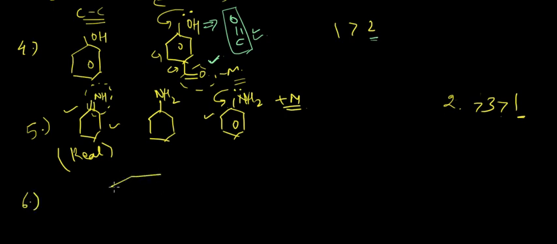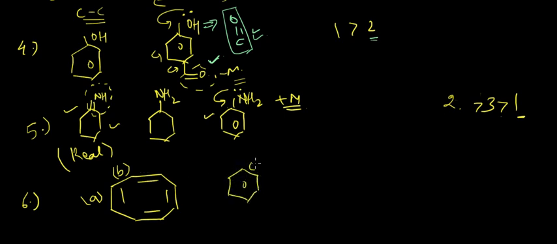Okay, what about this compound? This is aniline 8. Let's compare between A, this is B, and the bond between C and C is C. So the bond length order would be B, then C, then A. Why?